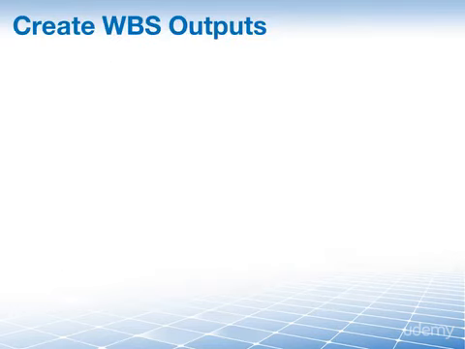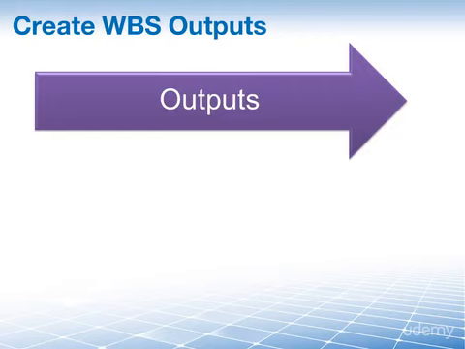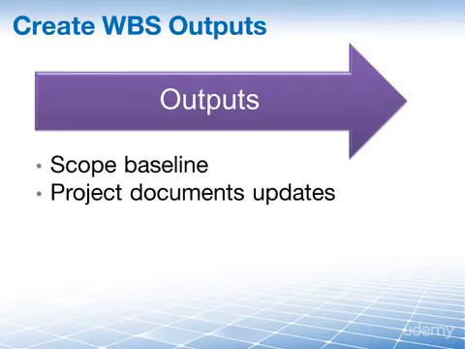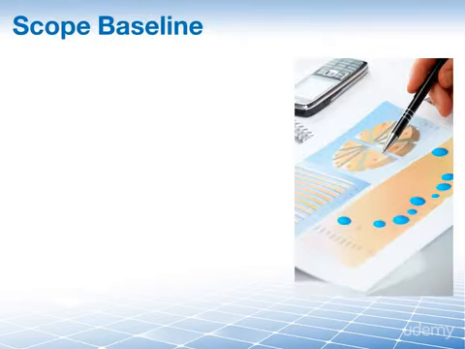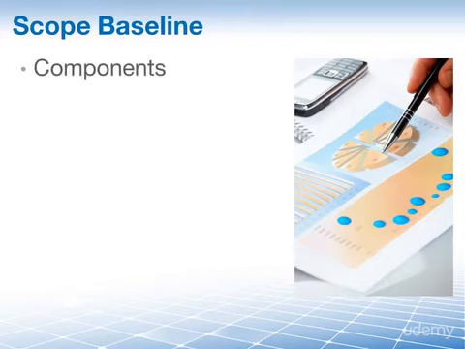And so we are moving on to our outputs. We have two, the scope baseline and updates to project documents. And yes, this is the moment when we answer the question, why is the WBS not listed as an output? And the answer is, the WBS is one of the three components of the scope baseline. Let's look at these three components.